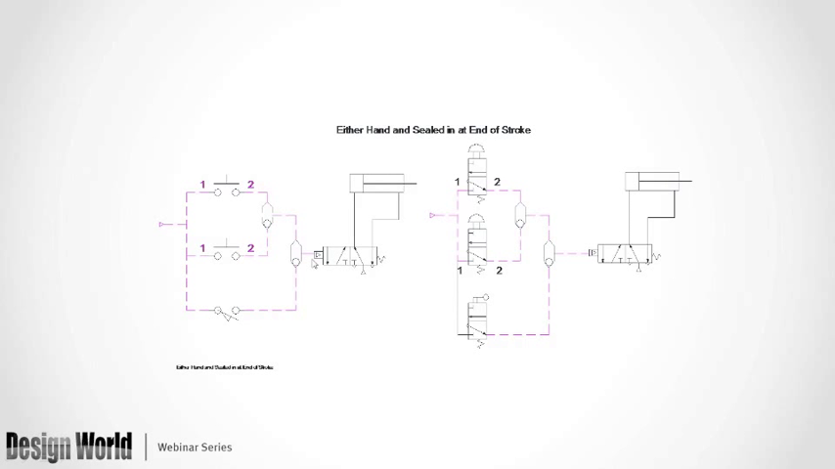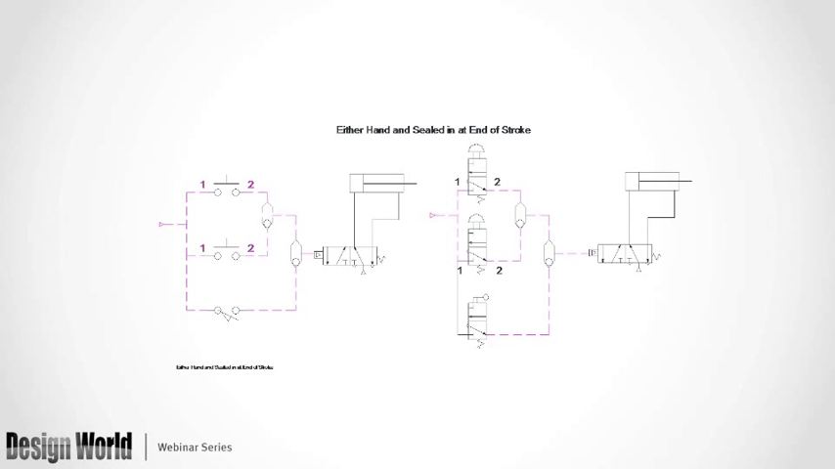Okay? Or I could push this button from a different place, a different location. Air will come on through. Push the pilot down, the cylinder goes out. When the cylinder gets out, hits a limit valve, I can then take my finger off of these buttons and it will stay latched on.